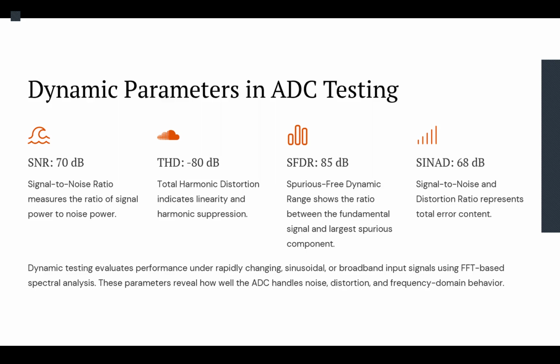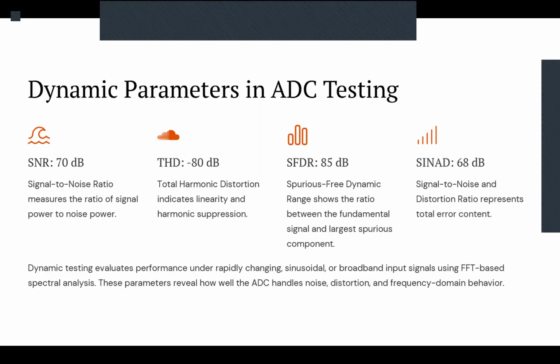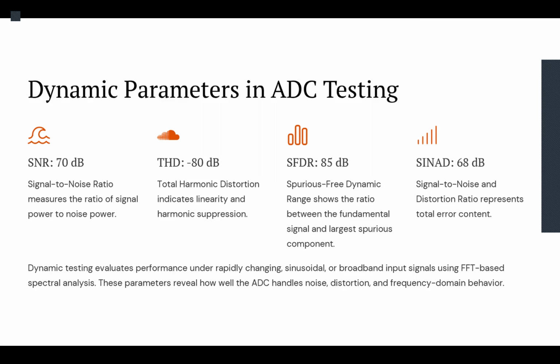We have the signal to noise and distortion ratio, SINAD, which includes both noise and harmonic distortion. It's a more comprehensive picture than SNR alone. It basically shows the total undesired content in the output and is a key indicator of overall dynamic fidelity.